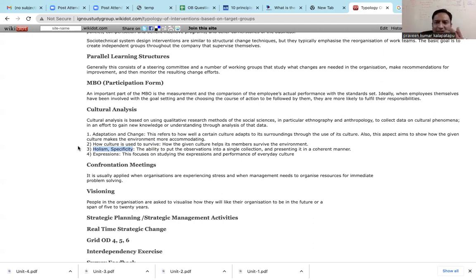Fourth, expressions. So what is the everyday culture? How the performance and expressions of the people are from the everyday culture point of view. Okay. Those are the four different dimensions, or rather four different themes, that cultural analysis has.